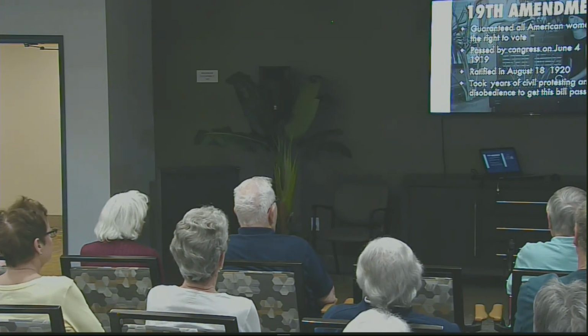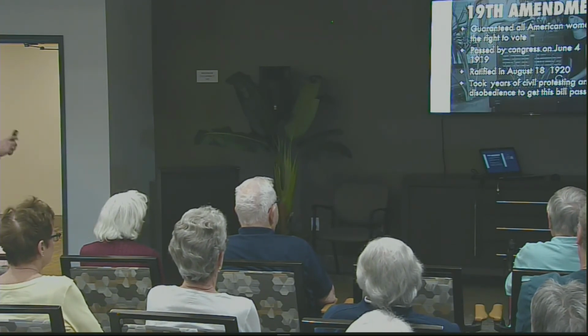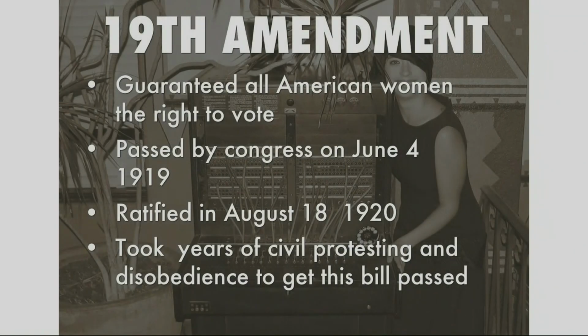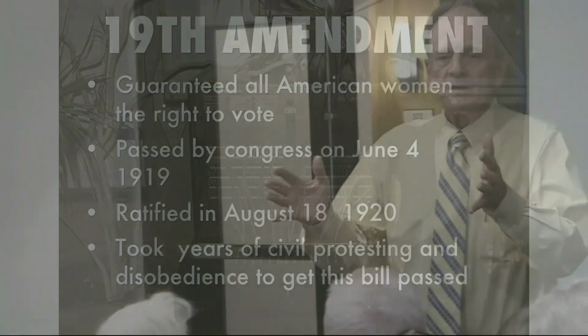Now, what is the 19th Amendment? It was passed by Congress on June the 4th, 1919, and ratified on August the 18th, 1920. It took years of civil protesting and disobedience to get this bill passed. It took all kinds of time to get women the right to vote, because as just the little bit of history I've given you, it took all of the history of our country clear up to 1920 to try and make it happen.